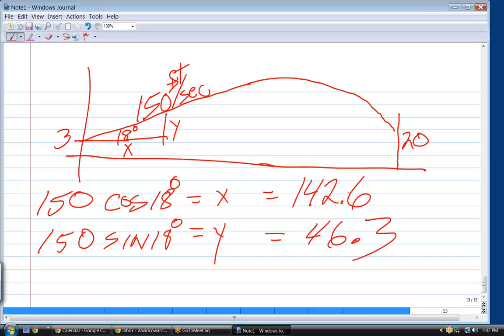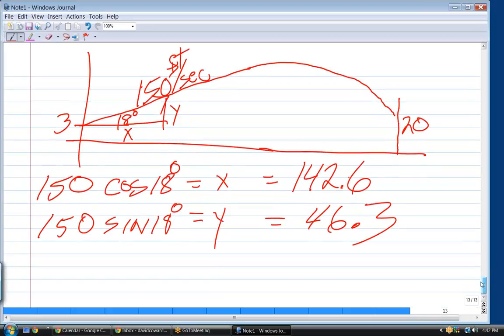Okay. If we were dealing with forces instead of projectile motion, we could say that if I exert a force of 150 in this direction, it's the same as putting a horizontal force of 142 and a vertical force of 46. In other words, I've broken this thing up into its two components. Okay? So let's take it one step further. How far is my baseball going to travel horizontally?